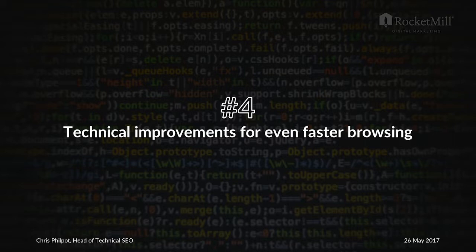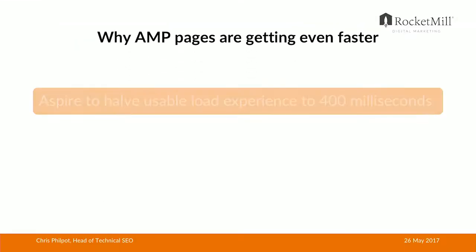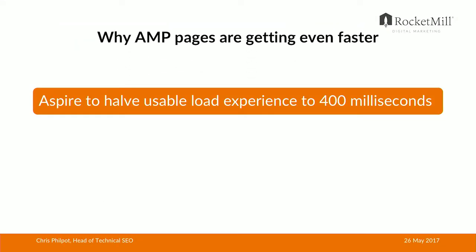And let's not forget, accelerated mobile pages were originally designed for speed above all else, and despite the flurry of new opportunities in AMP, this core goal hasn't been forgotten. The AMP project team aspire to halve the time to what they call the first contentful paint. That's basically the first time the page is rendered. It might not have the images or the videos, but it's kind of usable, it's got the text there, from its current average of 800 milliseconds to about 400 milliseconds.